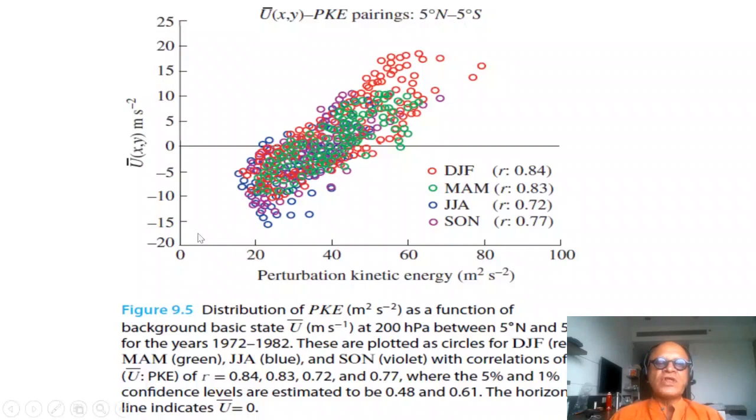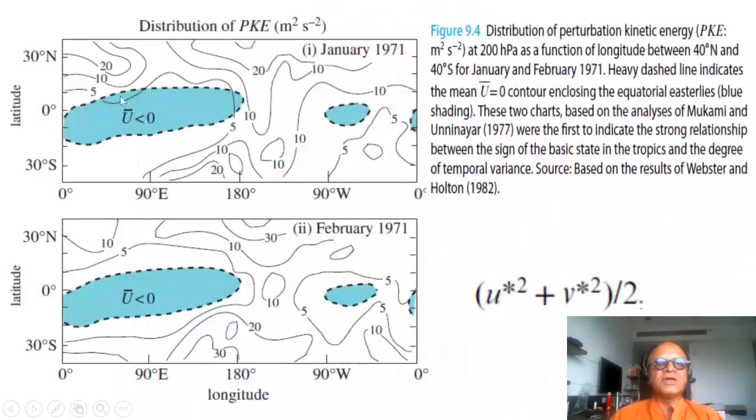If you look at the correlation between the basic state and the perturbation kinetic energy in the deep tropics, so let's say you are just averaging here between 5 south and 5 north, and you are going along and producing a scatter plots for each season in terms of the relation between the basic state and the perturbation kinetic energy.